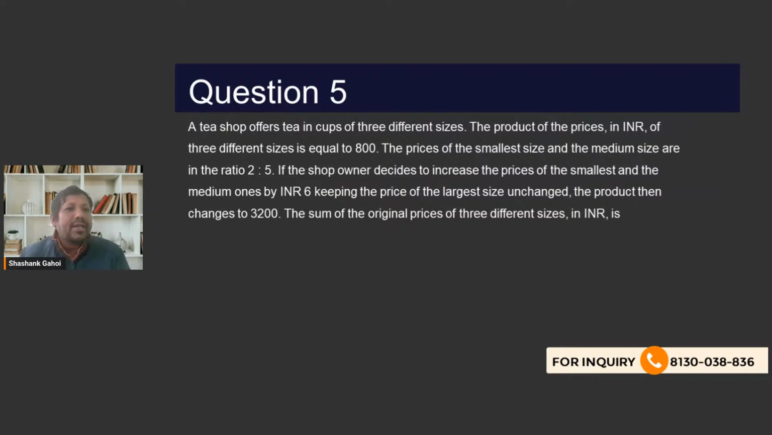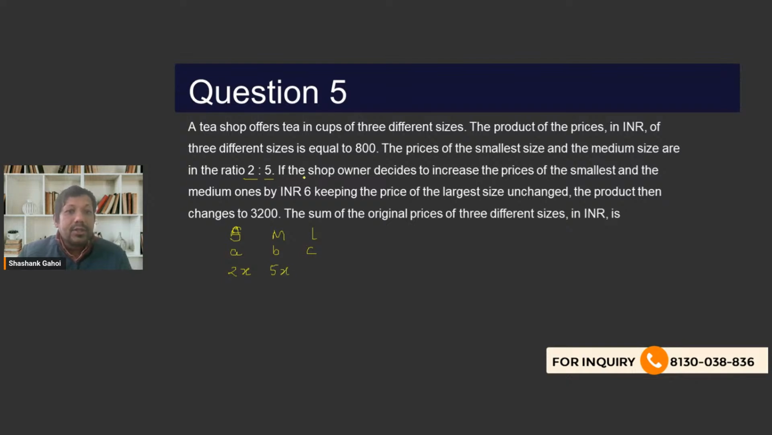A tea shop offers teas in cups of three different sizes: small, medium and large. Let's say the prices are A, B and C, and the product of the prices is 800. That's what is given to us. The prices of the smallest size and medium size are in the ratio of 2 to 5, so it is going to be 2x and 5x.